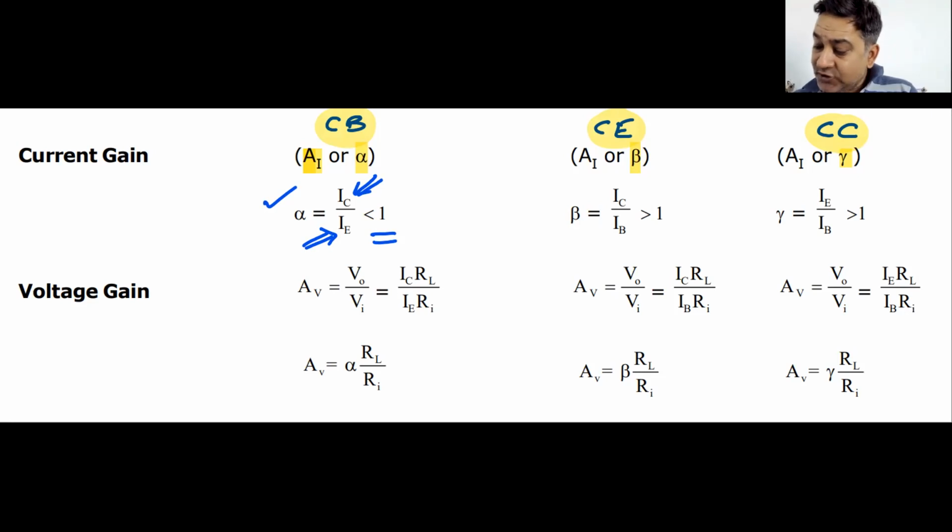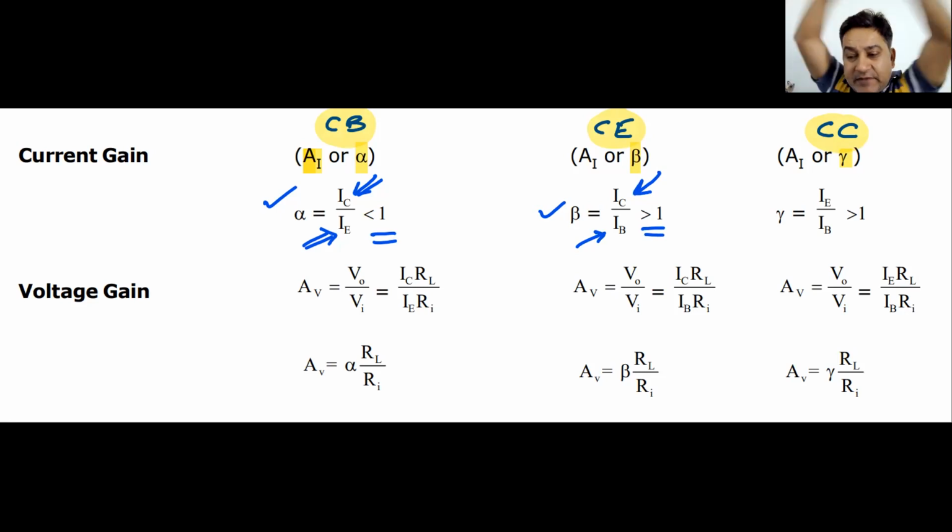Yes, sir. Coming to beta, which is the current gain in the common emitter configuration. Remember, common emitter. Your output is collector, your input is base, so it is IC divided by IB, and IC is always greater than IB, and therefore this gain is always greater than 1.